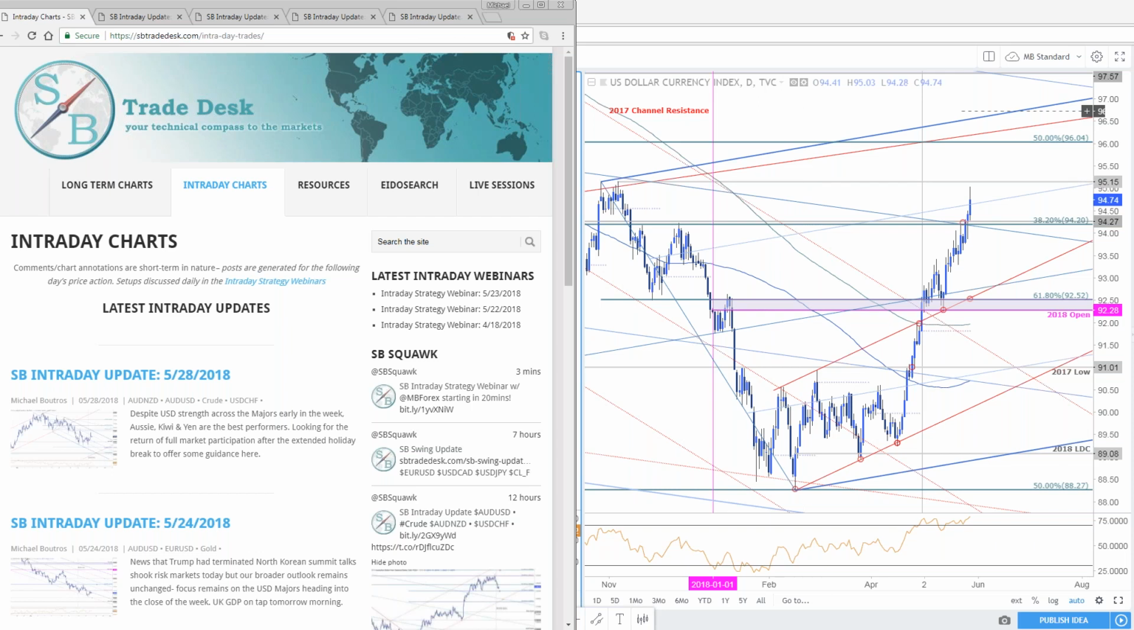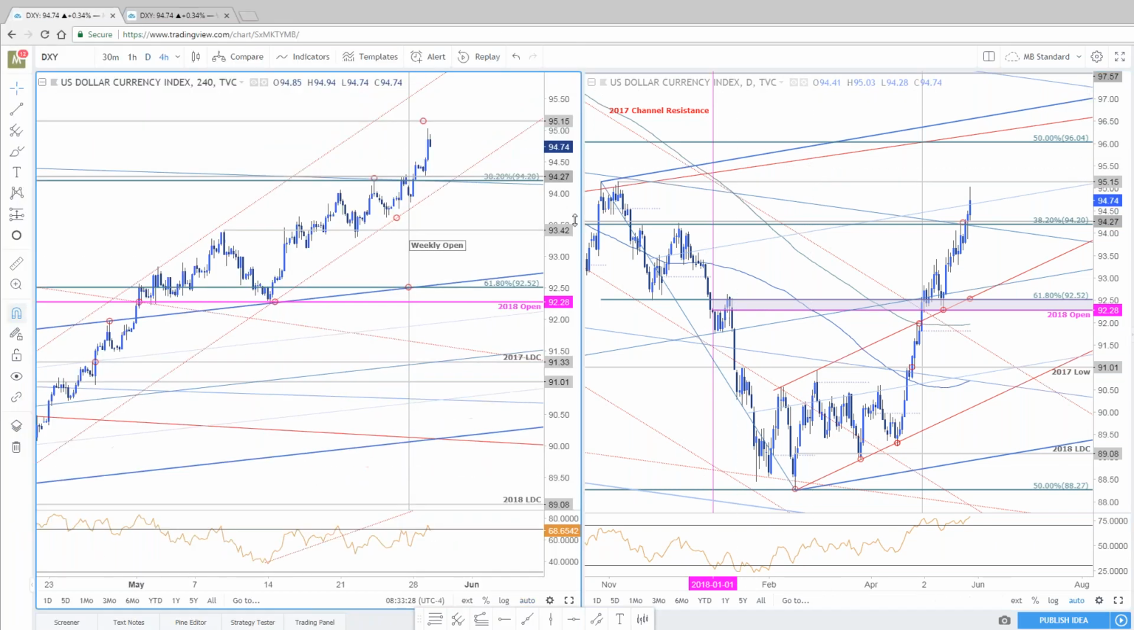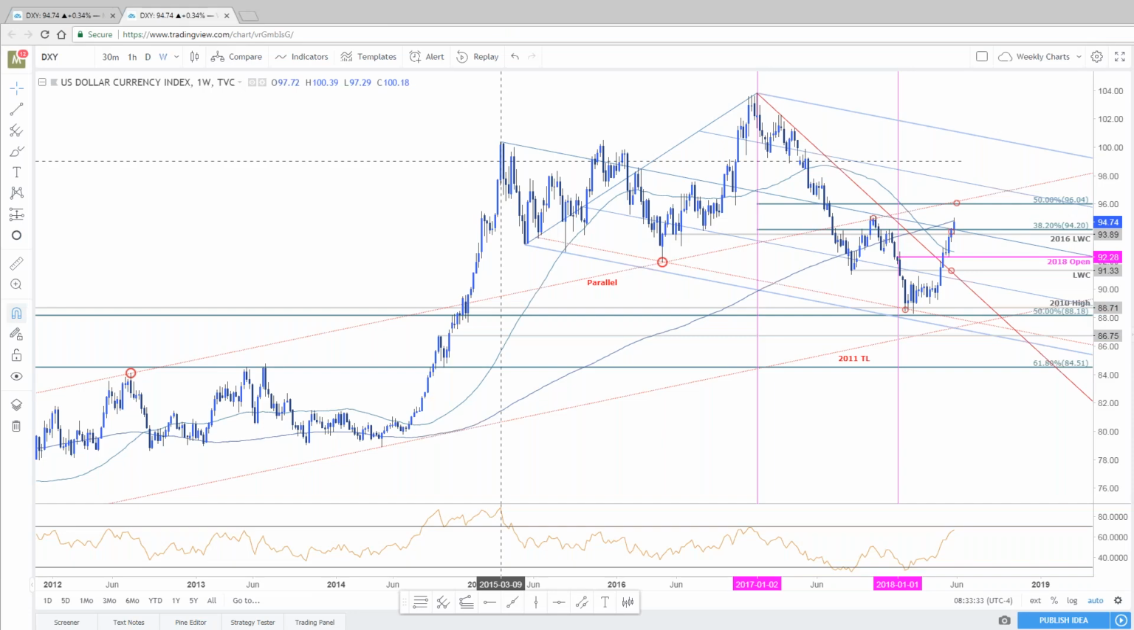First things first, here's DXY. So 94.20 was the line in the sand. There's a lot of different reasons for that. On the weekly charts, it highlighted the 38.2 retracement of the decline from 2017 highs, I should say. You had the 2016 low week reversal close. You had the median line. It was all right there. And in fact, last week, we basically closed there.